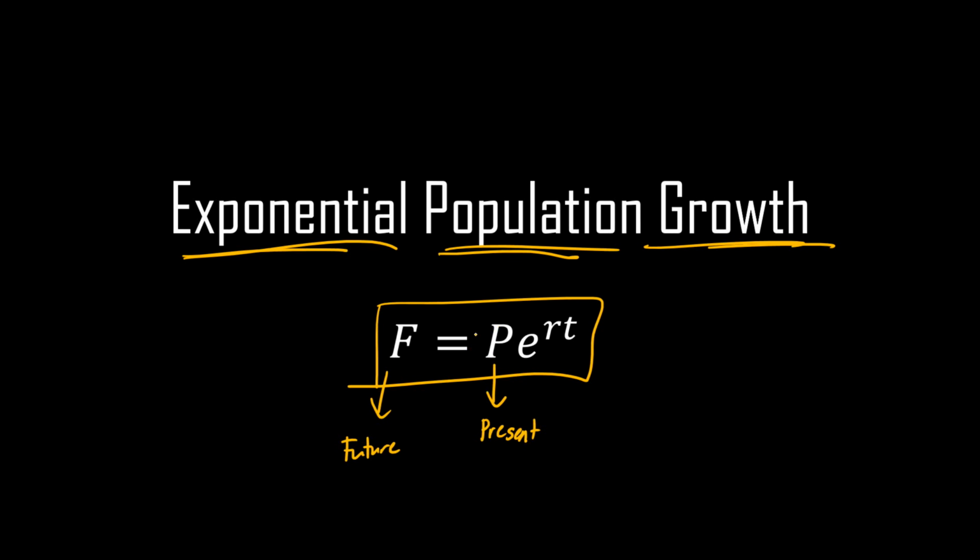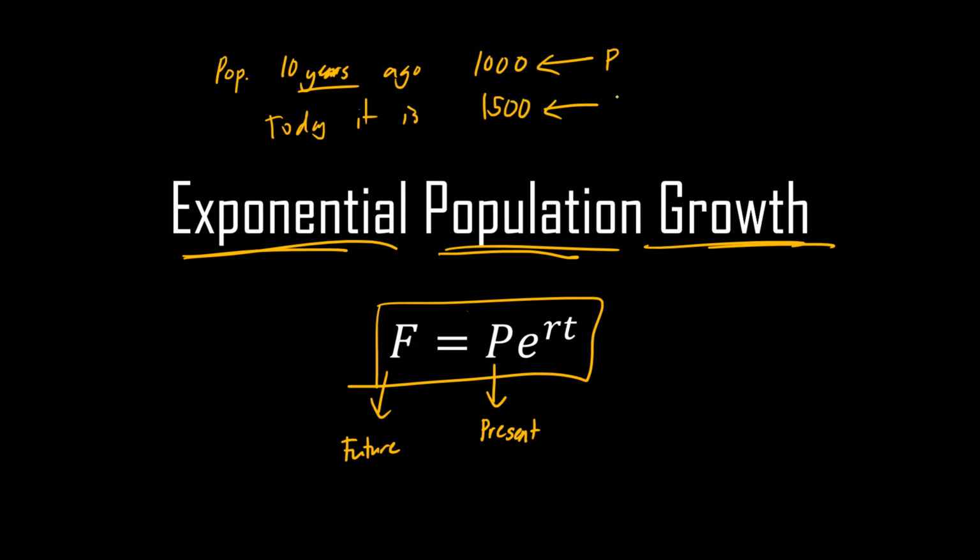So if the problem says something like the population 10 years ago was 1000, today it is 1500, then you need to adjust this: the population 10 years ago is the value for P, and the population today is the value for F. So make sure to assign the earlier value to P and the later value to F.